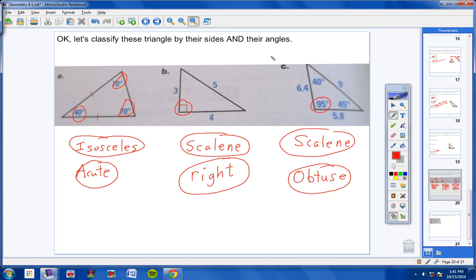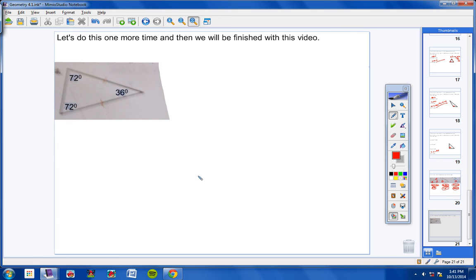Let's go ahead and do one more, and then I'll be done with the video, okay? One more. Here it is, okay? I want you to label this based on its angles and its sides, okay? Go ahead and copy this down. A triangle with a mark here and a mark here, and angles of 72, 72, and 36, okay? Copy that in your notes, please, and then go ahead and label it, classify it based on its sides and also based on its angles, okay?